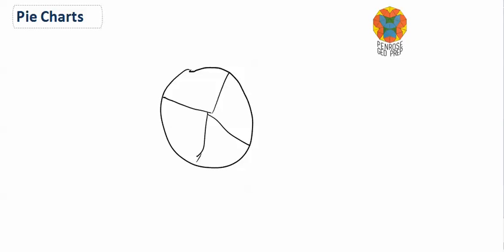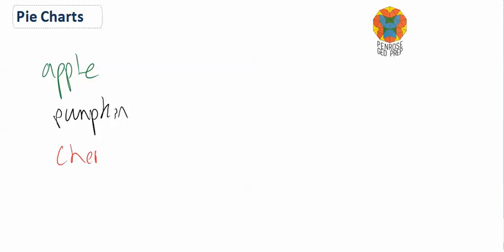So let's get down to a problem. There was a survey where people were asked their favorite pie flavor: apple, pumpkin, or cherry. The survey found that 50% of people preferred pumpkin, 30% of people preferred apple, and 20% of people preferred cherry. So now we want to represent this data in a pie chart.